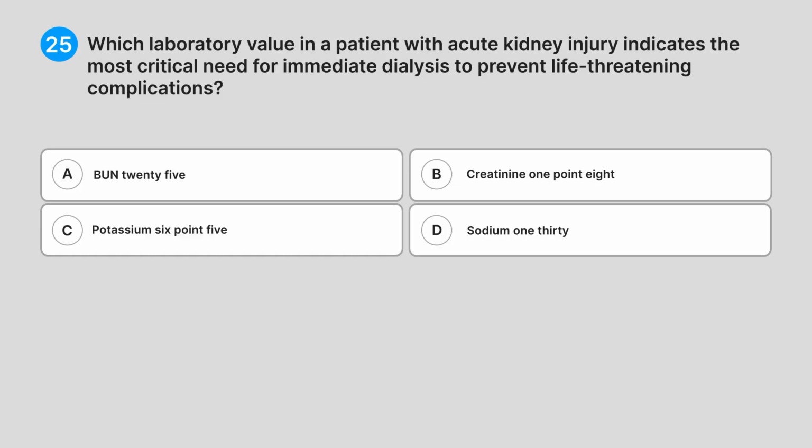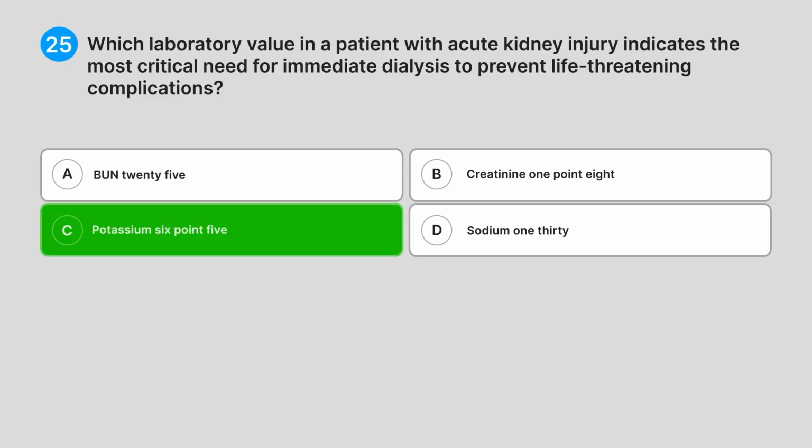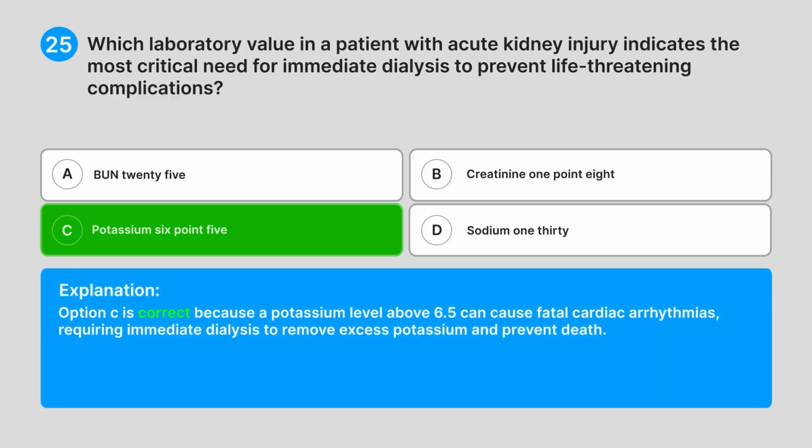Correct answer, C. Potassium 6.5. Explanation. Option C is correct because a potassium level above 6.5 can cause fatal cardiac arrhythmias, requiring immediate dialysis to remove excess potassium and prevent death.